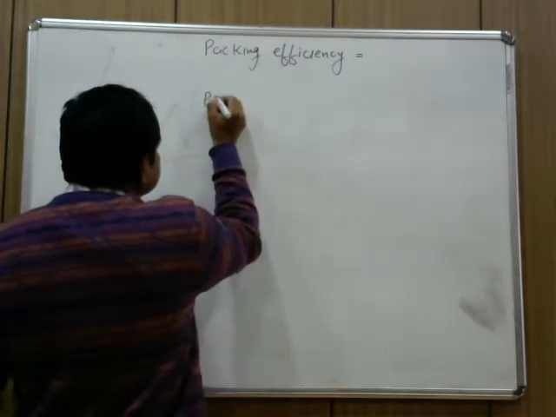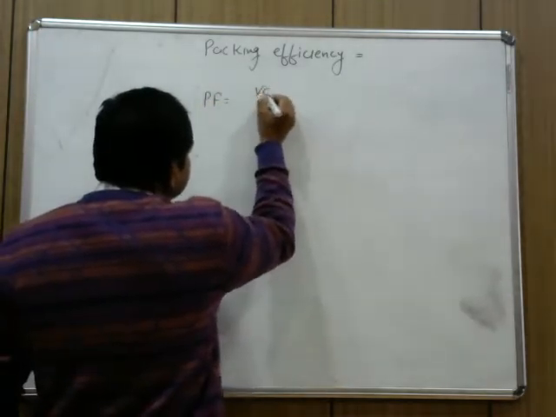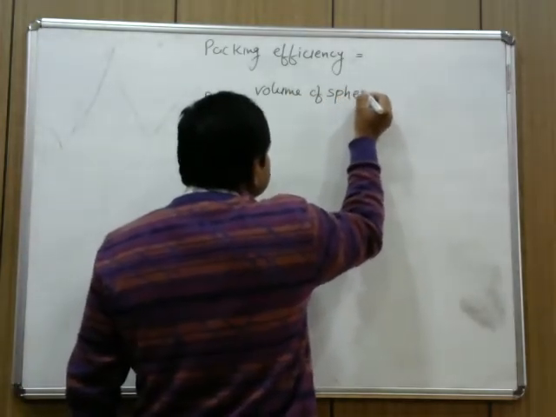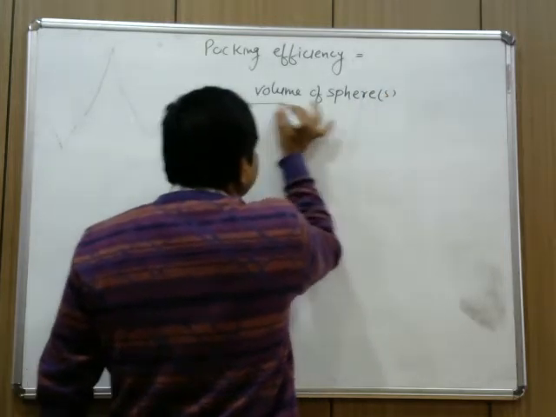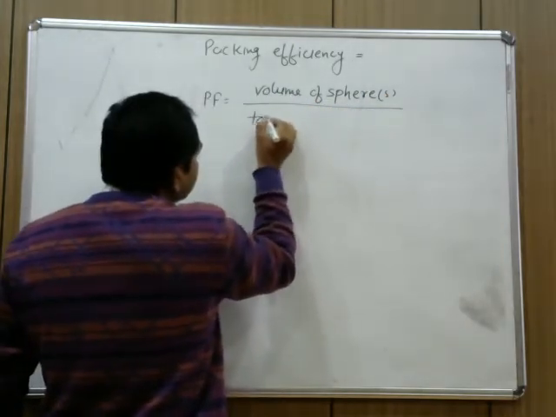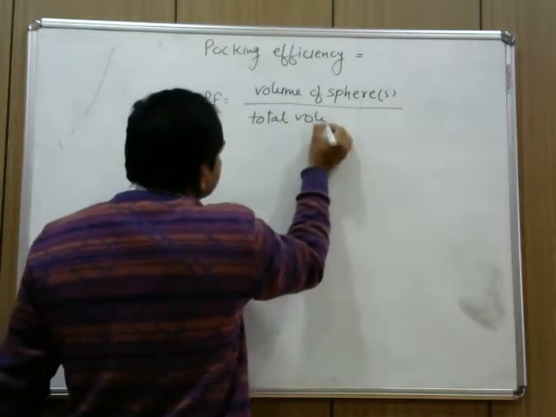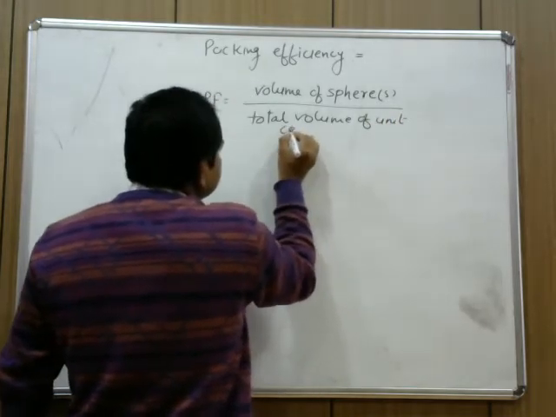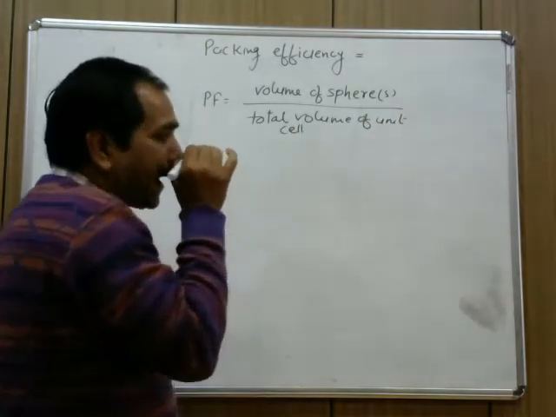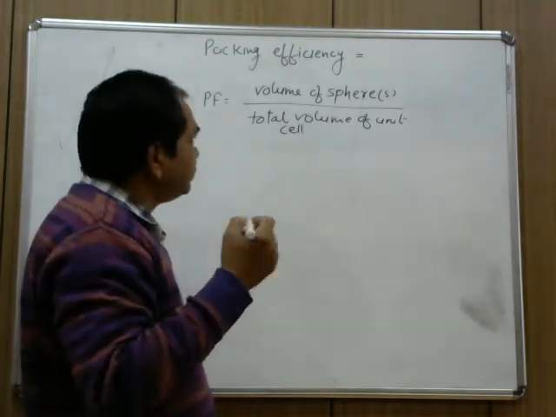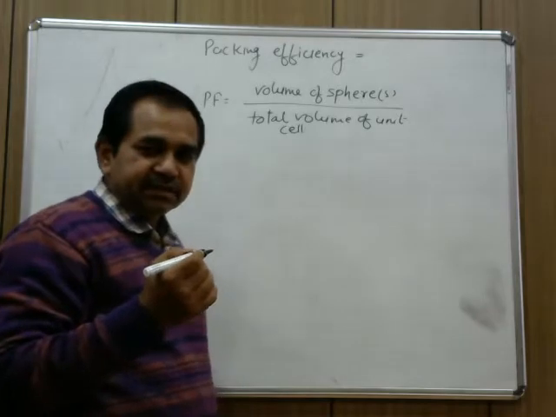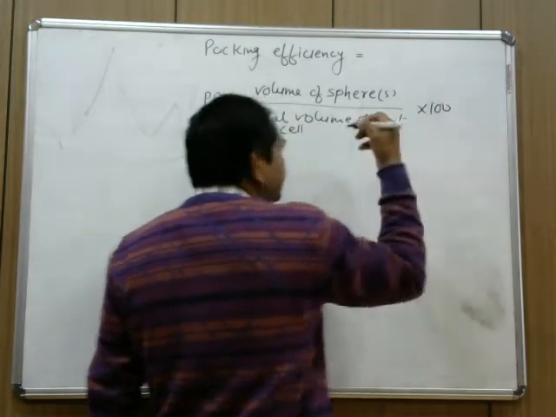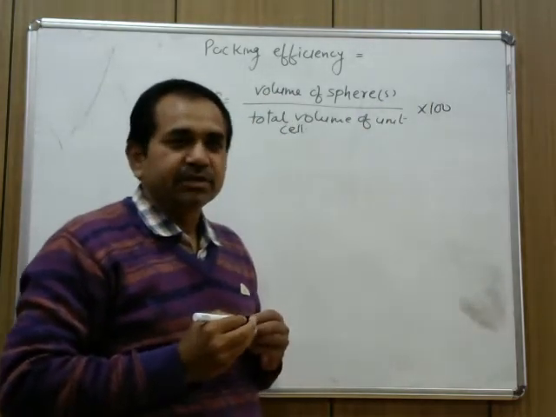So packing fraction is given by volume of spheres upon total volume of unit cell. And to find its efficiency in terms of percentage, the formula is to be multiplied by 100 so that a percentage can be obtained.